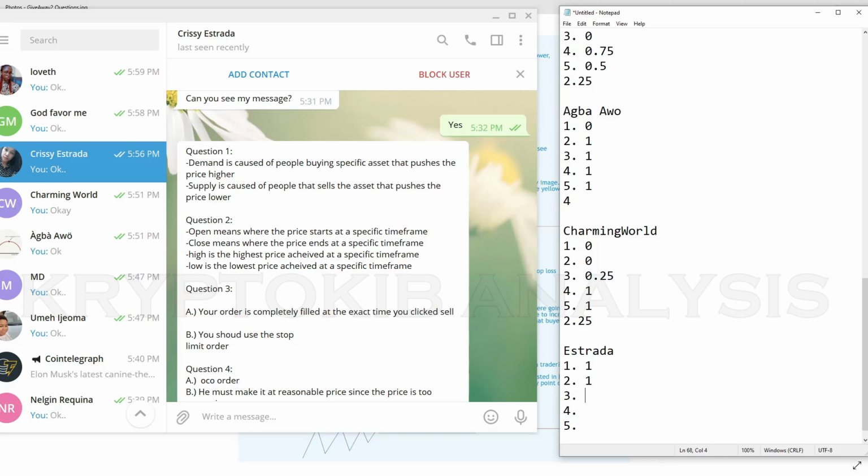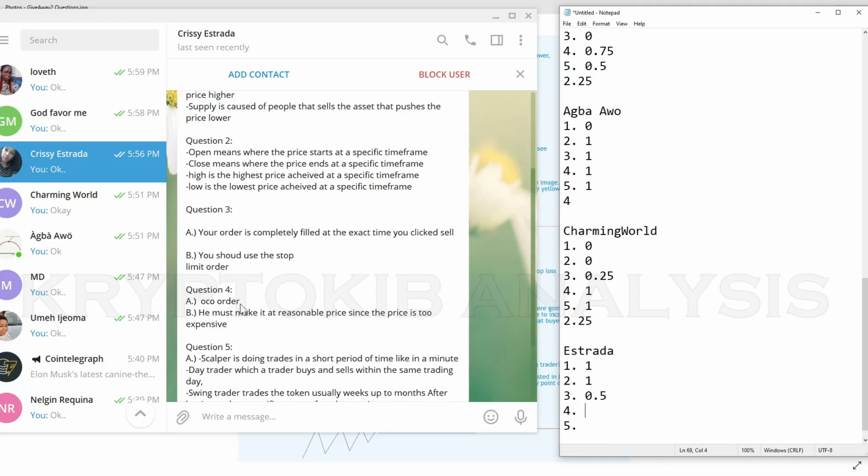Next, question three. Your order is completely filled at the exact time you click sell. Of course, it's completely filled at the exact time I click sell. But how? What happens? Something must have happened the moment I clicked that sell. Then B, you should use the stop limit order. Let's give 0.5 then.